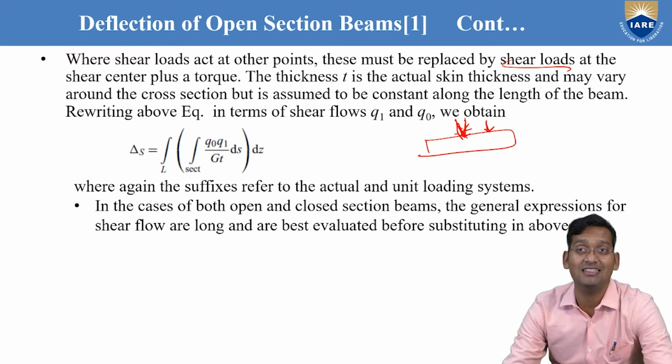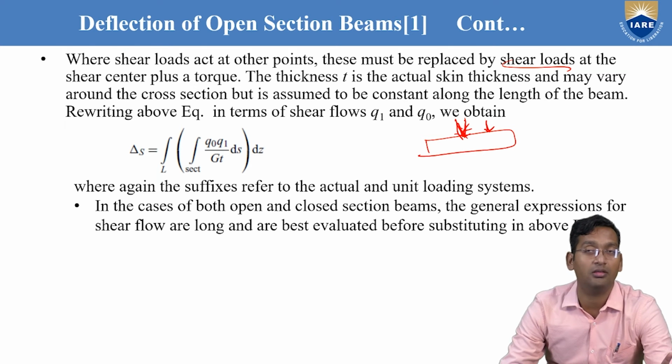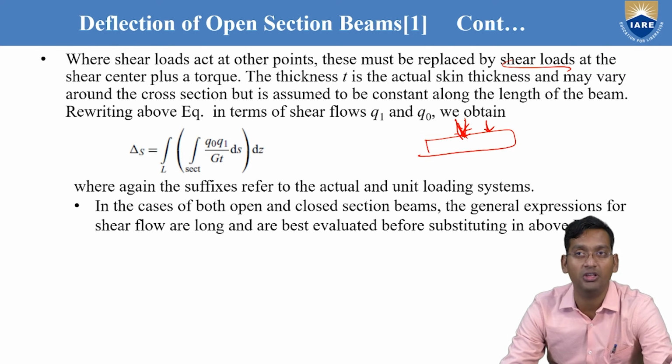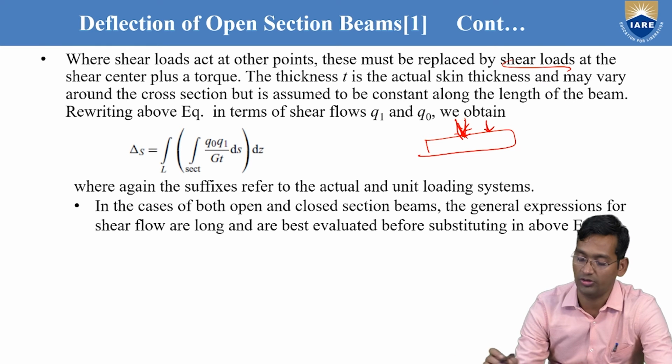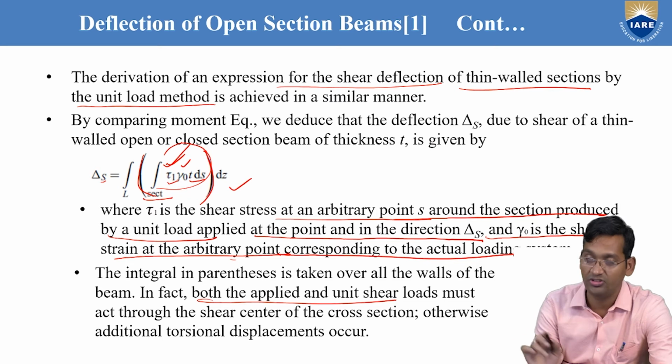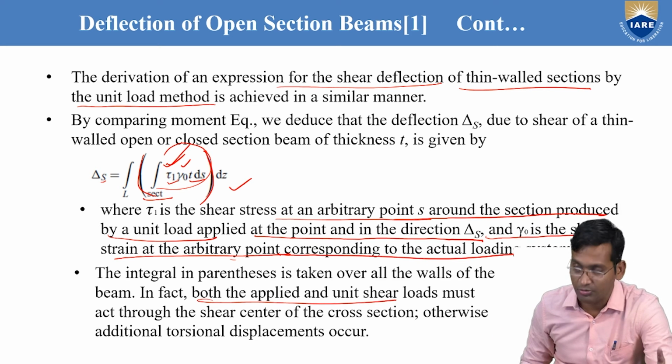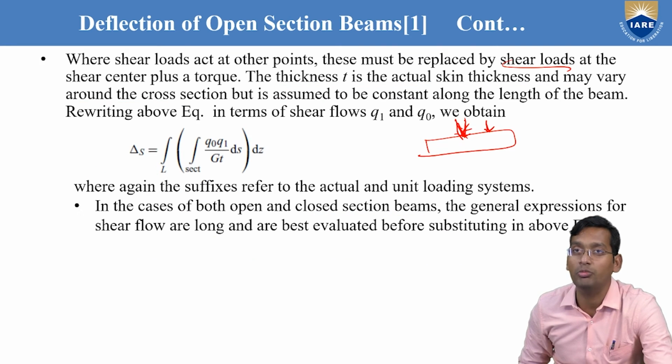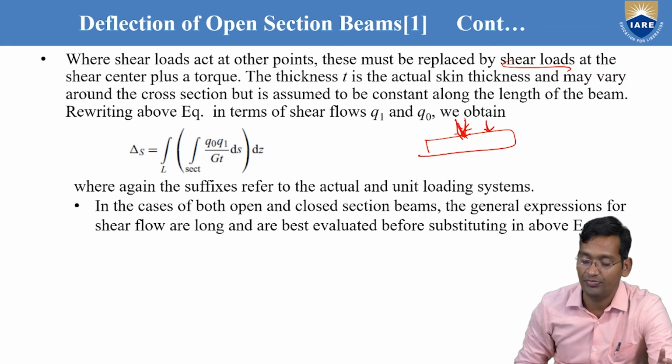The thickness t is the actual skin thickness and may vary around the cross section, but is assumed to be constant along the length of the beam. Rewriting the above equation in terms of shear flow q1 and q0. So again, that was for shear stress, shear strain. Before that we had seen the bending moment. Now this is for shear stress.